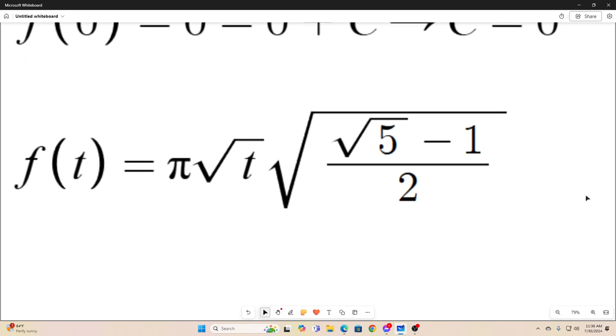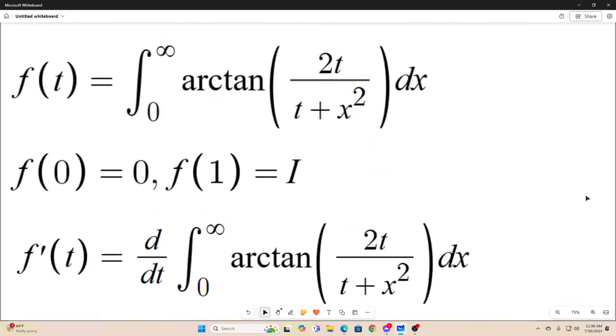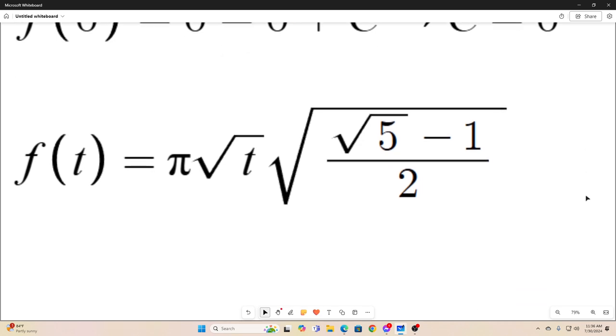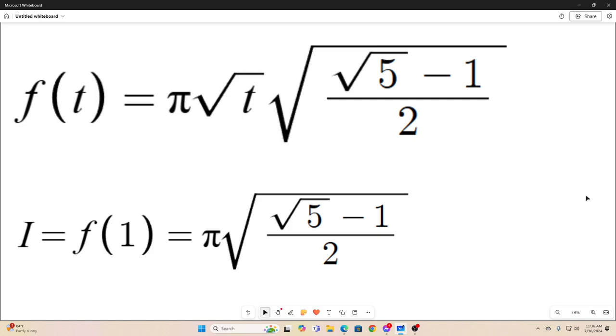Now all we have to do is remember that f of 1 is equal to I. That's our original integral. So we know that f of 1 is equal to I, and that's our answer. If we plug in 1 into that, this is what we get. So that integral is equal to pi times the square root of the square root of 5 minus 1 over 2.